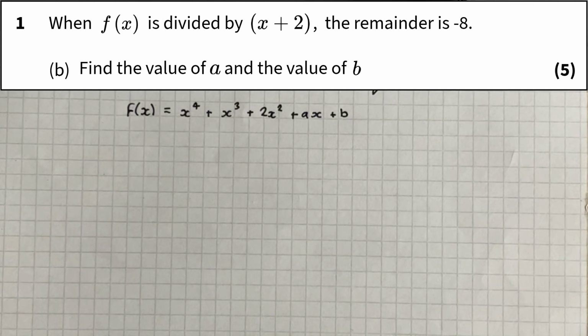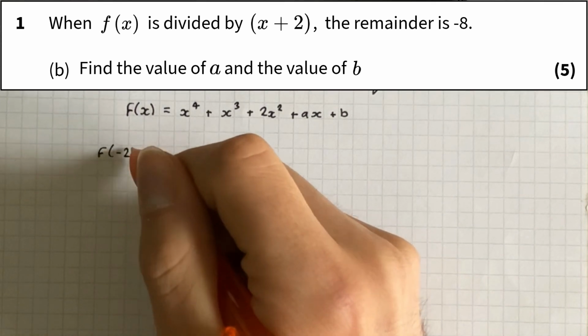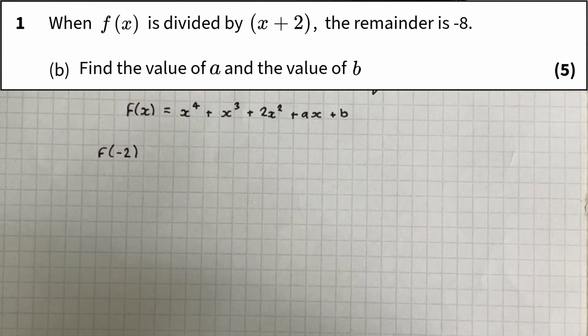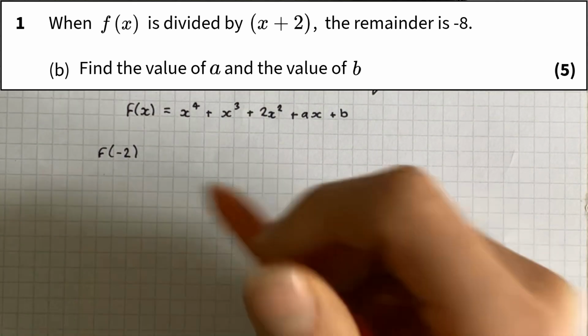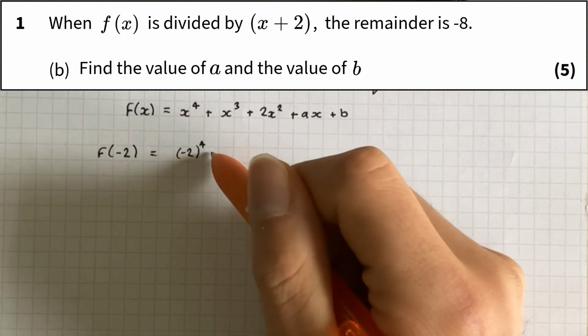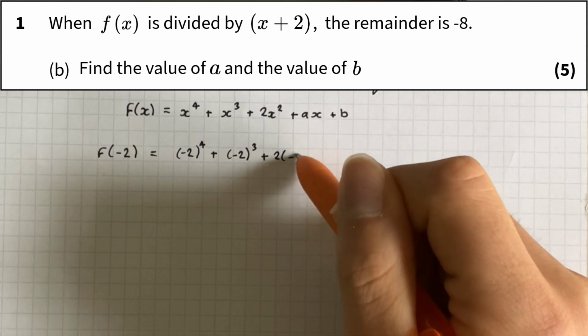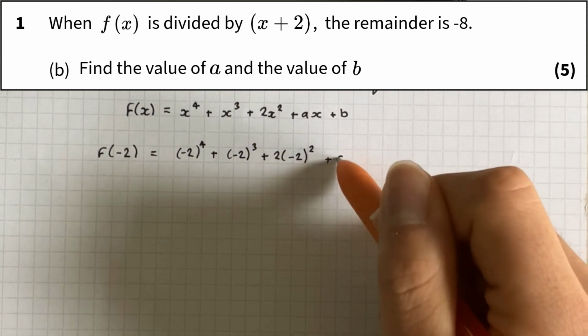Okay, let's move on to part B. Part B gives us another fact about another remainder. So this time it says that it's divided by x plus 2. That means that we have to take the number, make it negative, and calculate f of minus 2. So I'm going to take minus 2 and stick it in for x, all the way along, every x in f of x.